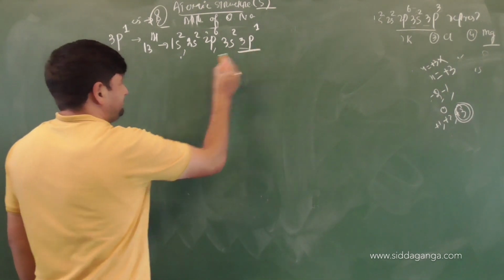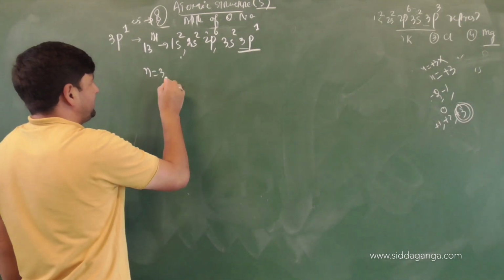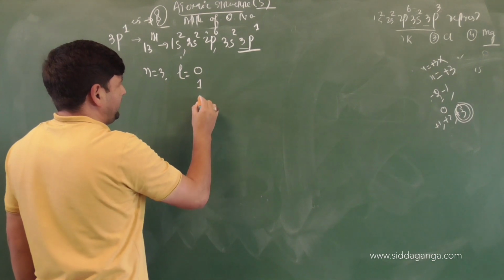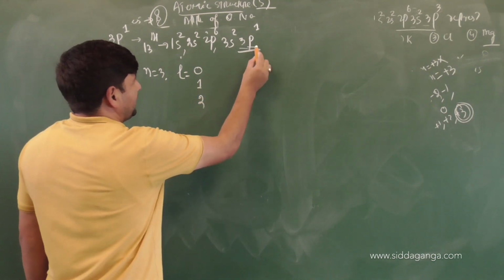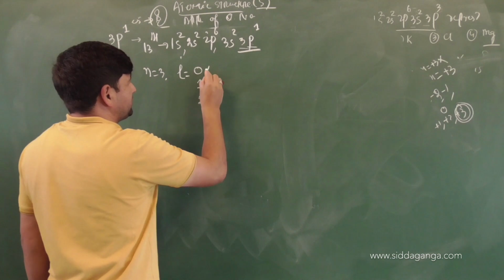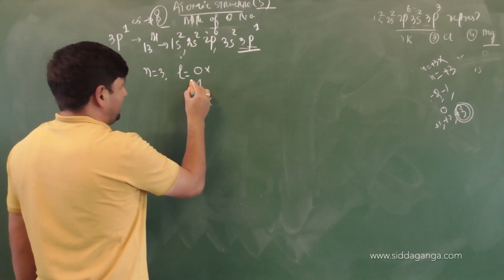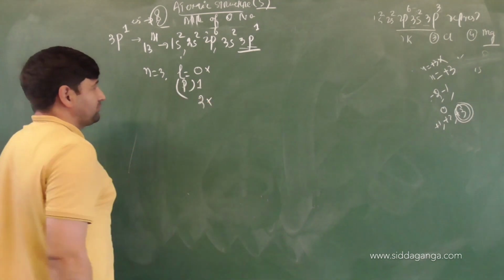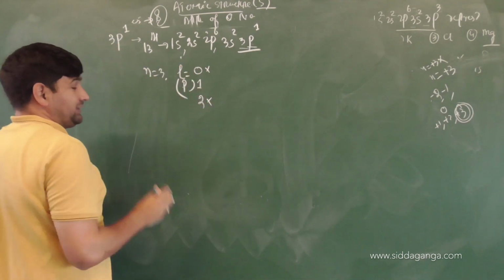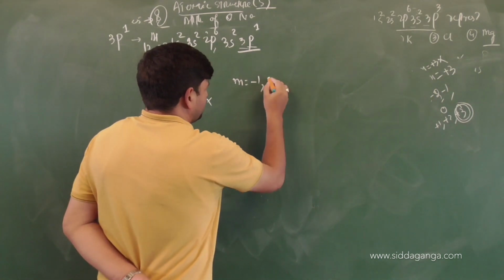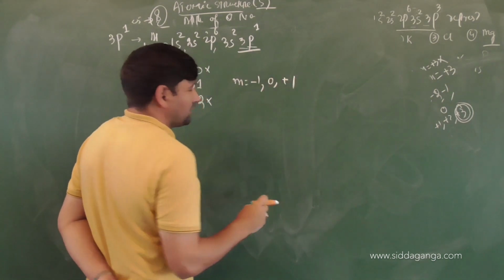So here n value equals 3, right? l value will be 0, 1 and 2. The question asked is with respect to p subshell. So 0 is not applicable, 2 is not applicable, because n=3, l=1, 1 indicates what? P subshell. So n will be 3, l will be 1. Now there is a problem. m value will be -1, 0 and +1.